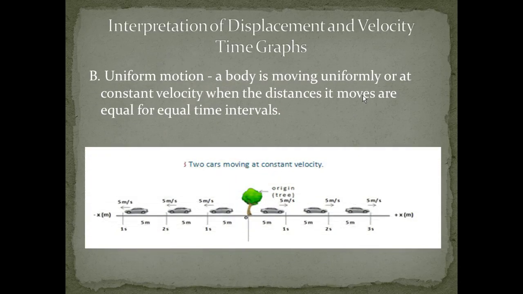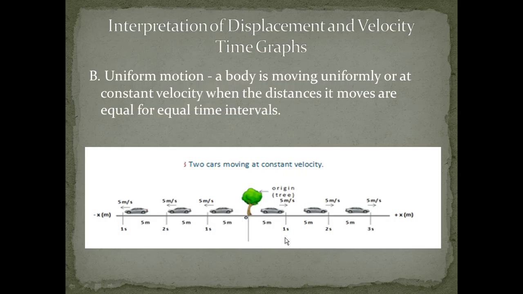Okay, so let's consider another set. Interpretation for displacement and velocity versus time graph for uniform motion. A body is moving uniformly at a constant velocity when the distances it moves are equal for equal time intervals. Okay, remember uniform motion: this is the motion of an object covering equal distances at equal time intervals. So for example, in our example for the tree, instead of having a person, we have a car. A car that is moving with uniform motion means it is covering equal distances in equal time.